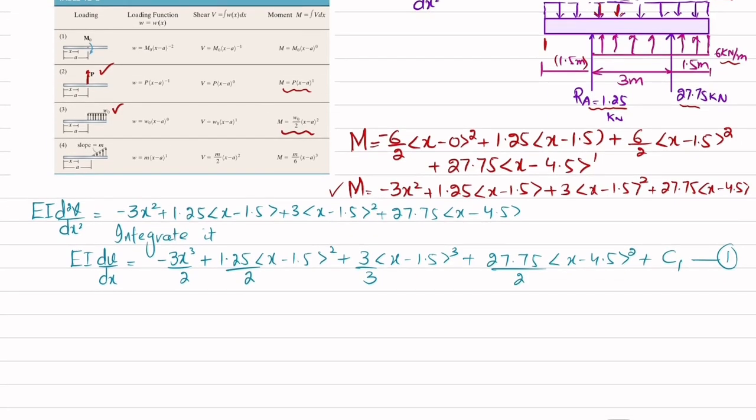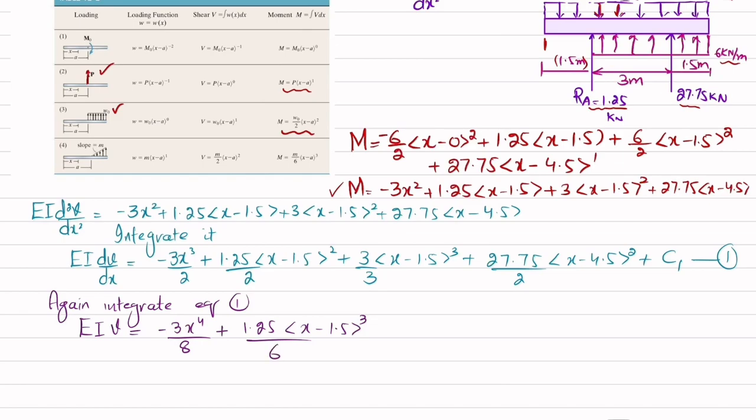Let this be your equation number 1. Again integrate equation 1. So you will get EI into V, which is deflection, equal to minus 3x⁴ over 8 plus 1.25 into (x minus 1.5) whole cube divided by 6 plus (x minus 1.5) whole power 4 divided by 4. 3 will cancel. So 4 plus 27.75 into (x minus 4.5) whole cube over 6 plus C1x plus C2. And this is your equation number 2.